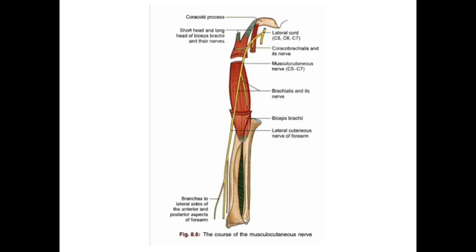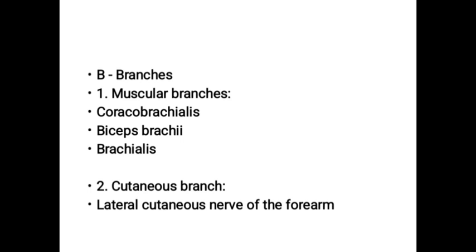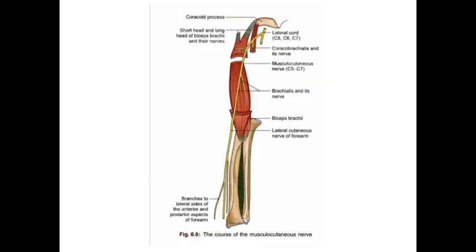This is the diagram of the course of the musculocutaneous nerve. This is the root, which is the lateral cord from C5 to C7. Then it pierces the coracobrachialis to form the musculocutaneous nerve. Then it passes between the brachialis and the biceps brachii. Then it continues as the lateral cutaneous nerve of the forearm.